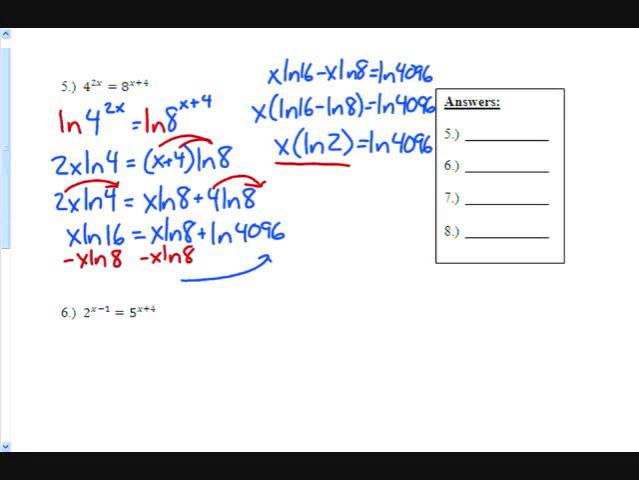To solve for x, I have to divide by the natural log of 2. Over here, they cancel. I'm left with the x. Over here, this is just a job for my calculator. It's going to give me a 12. And the 12 tells me that I could have rewritten these as the same base and done it that way, using the method that we've previously learned. But this is good practice for solving using logarithms.